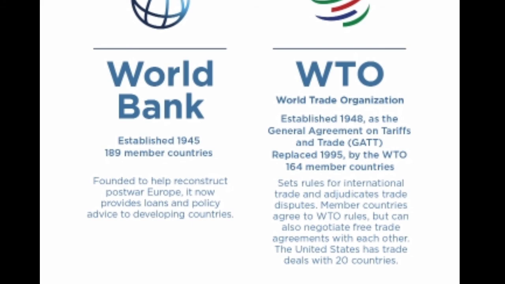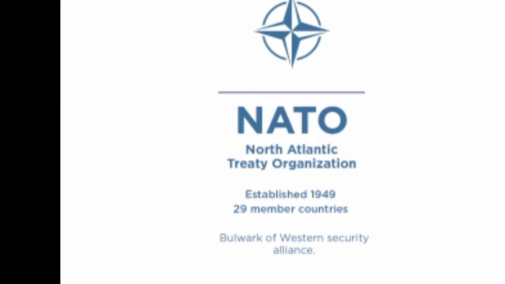WTO, World Trade Organization, established 1948 as the General Agreement on Tariffs and Trade, replaced in 1995 by the WTO, 164 member countries, sets rules for international trade and adjudicates trade disputes. Member countries agree to WTO rules but can also negotiate free trade agreements with each other. The United States has trade deals with 20 countries. NATO, North Atlantic Treaty Organization, established 1949, 29 member countries, bulwark of the Western security alliance.